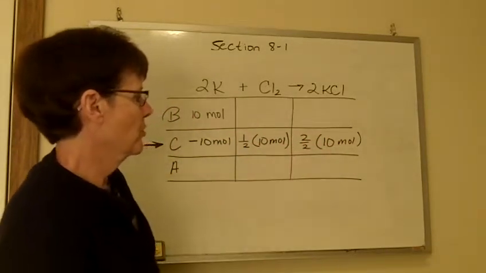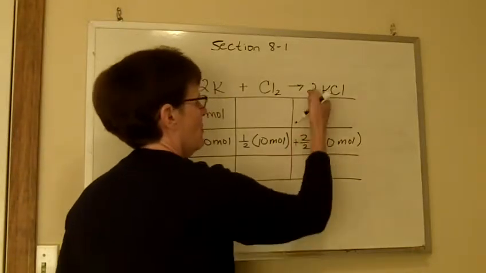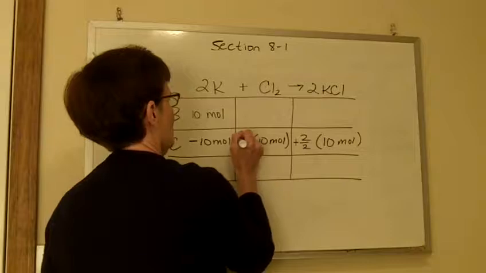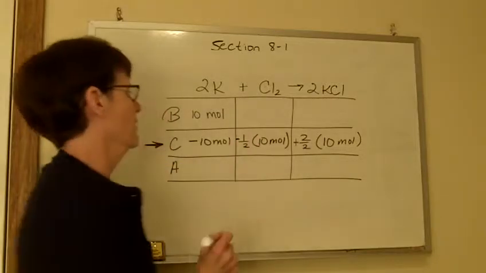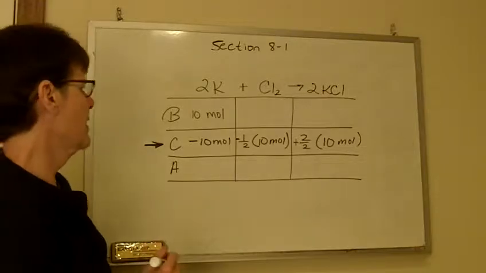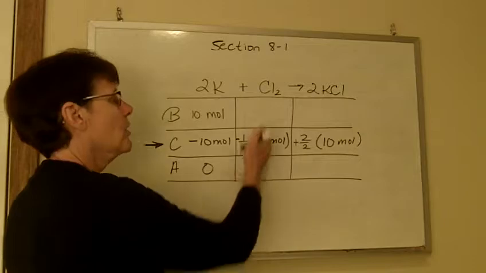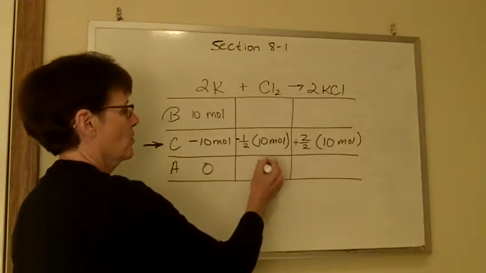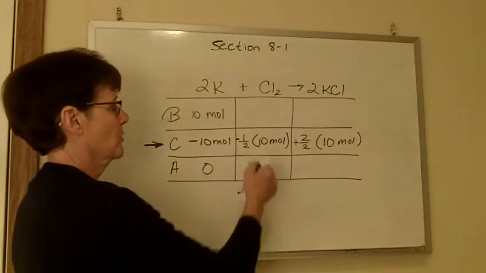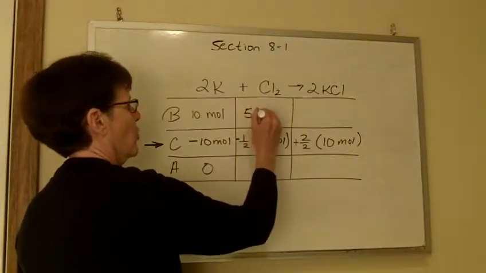And you can see that multiplying it by 2 over 2 is not going to change it. And by the way, that should be a plus sign because we're making this, and this should be a minus sign because we're using that up. All right, so when this is all done, we are using up all of this, and that will be 0. We're also using up all of this, so this will be 0, which leads me to believe that at the beginning I must have started with 5 moles.